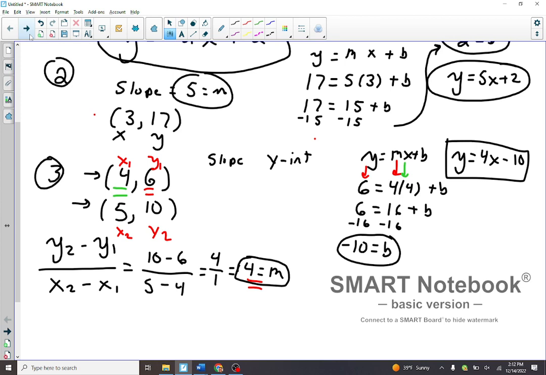How do you get, so you wrote 6 equals 4 and then times 4. How do you get the other 4? So this green 4 is from the x over here. Okay?